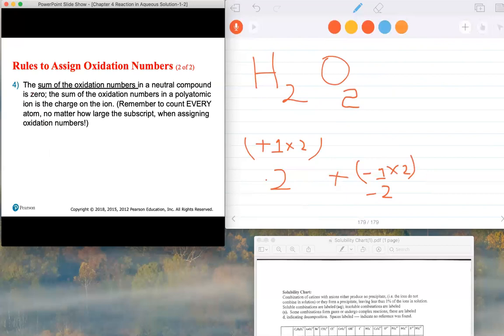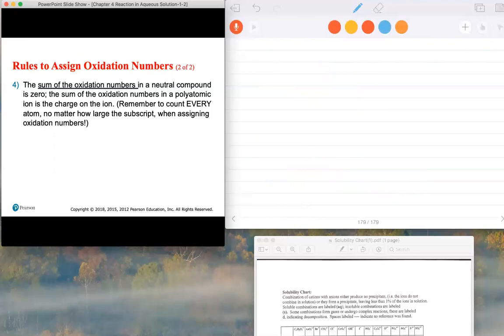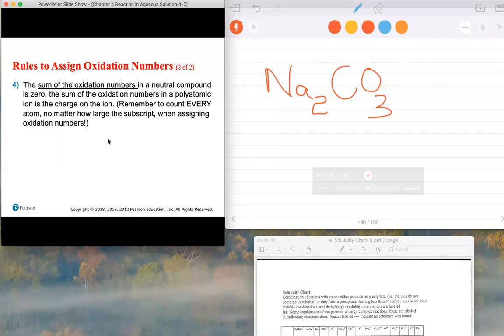Now, the sum of oxidation states in a neutral compound is always 0. Rule number 4, the sum of oxidation numbers in a neutral compound is always 0. Here is an example of a neutral compound, sodium carbonate. I don't see an overall charge, all right? And if you are asked to find the oxidation state of each element in this compound, this is what I've seen working for the most part.